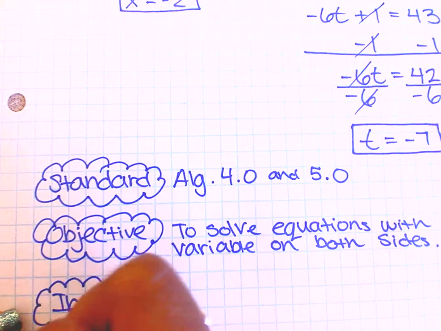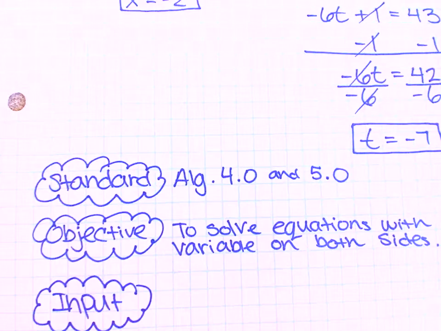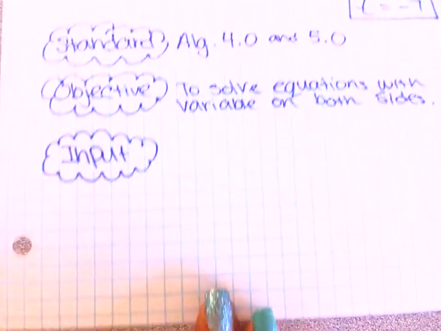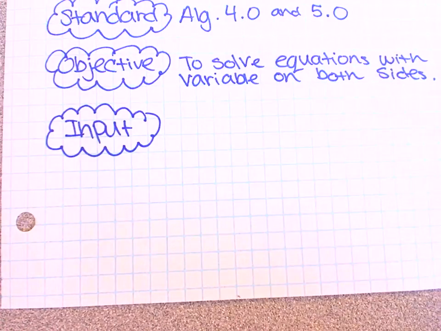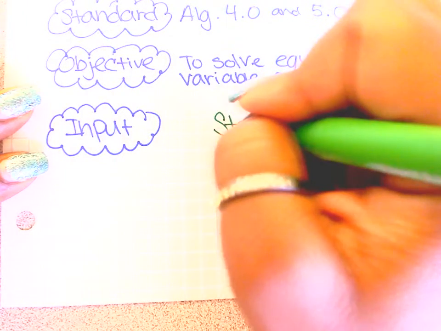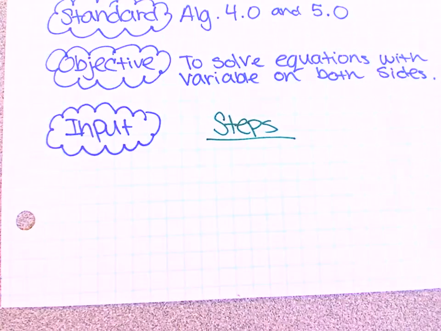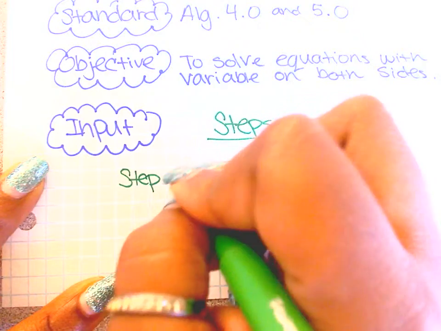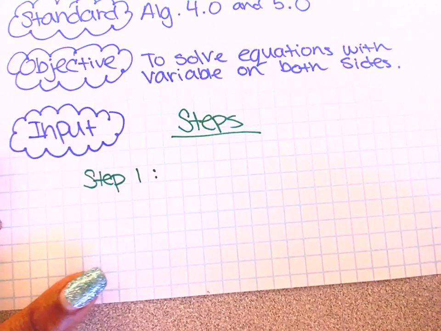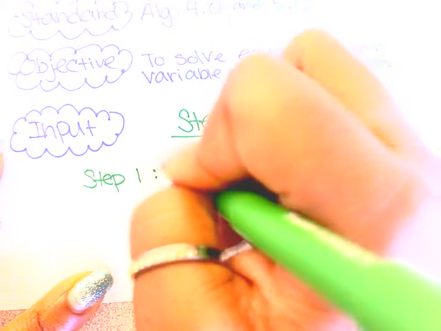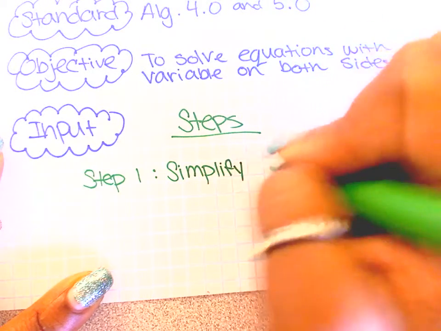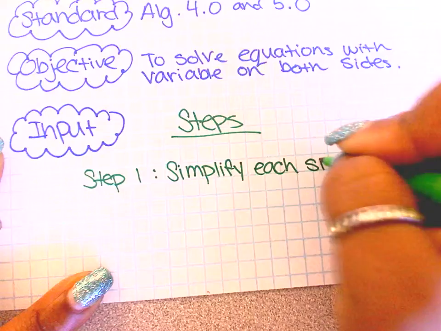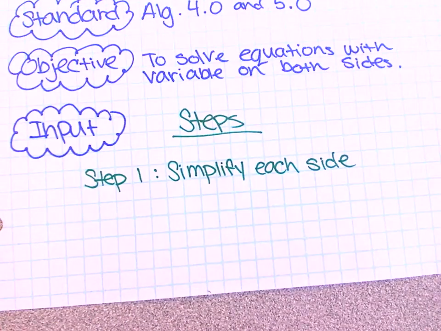So we're learning how to solve equations with variables on both sides, okay? So the first thing I'm going to give you is the steps. These are going to be the steps. You will need these steps. Step 1 is to simplify each side. Now, simplifying each side might mean combining the like terms, putting it as simple as possible first. So you're simplifying each side.